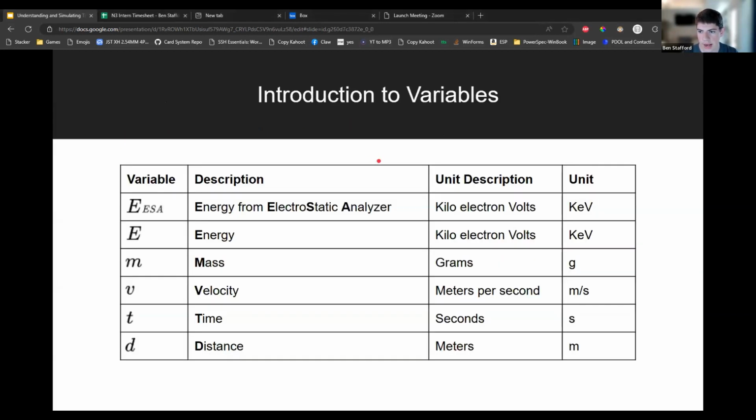So here are the variables we're going to be using throughout the presentation. The main ones that we're going to be focusing on today are the ESA, which is energy from the electrostatic analyzer measured in kiloelectron volts with the unit keV. Energy and time and mass. We're actually solving for mass, so that's an important one. Of course, mass is measured in grams, and the rest are measured in standard metric units.